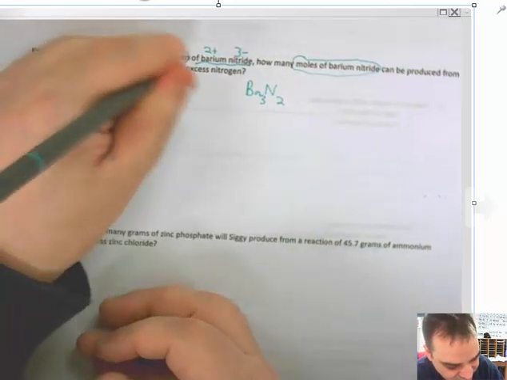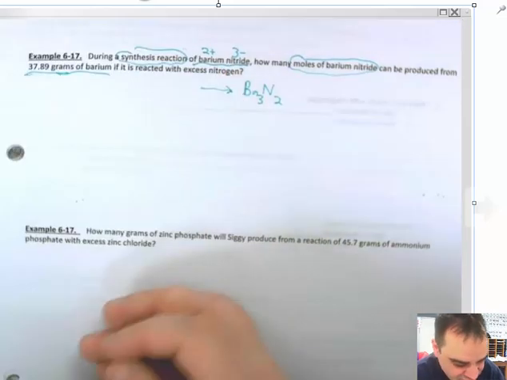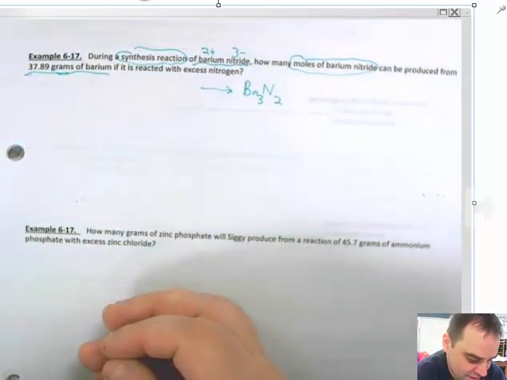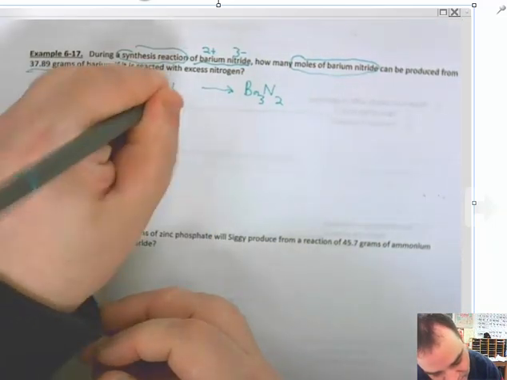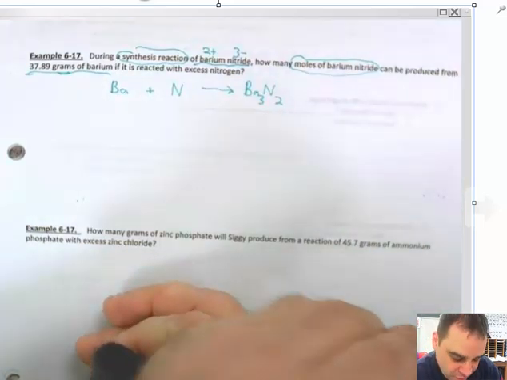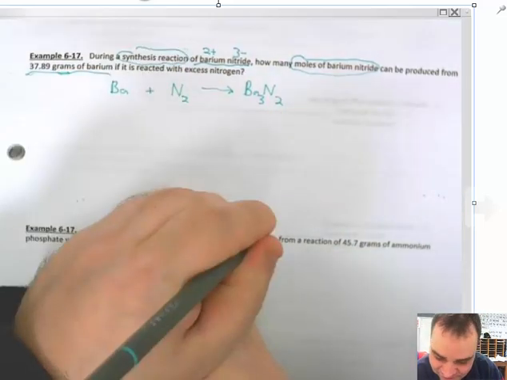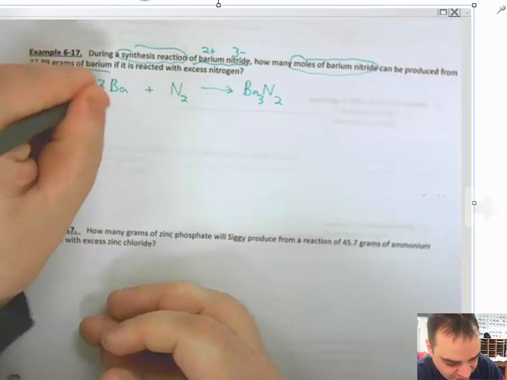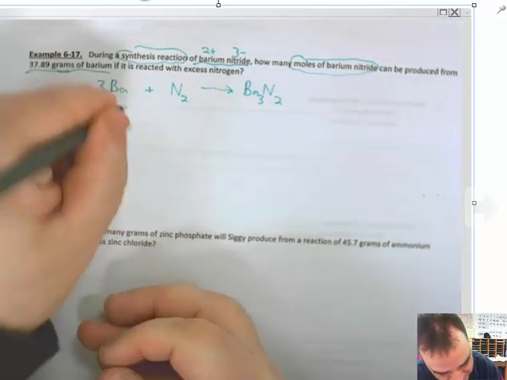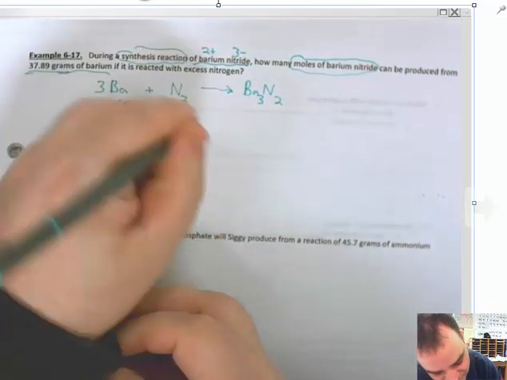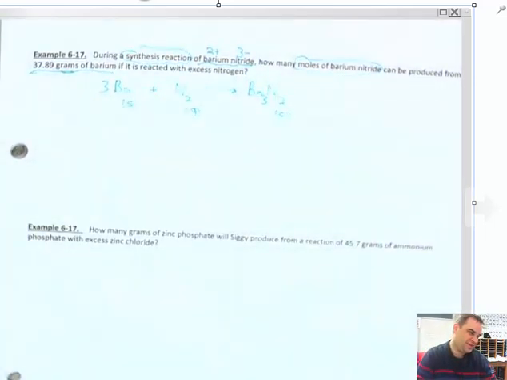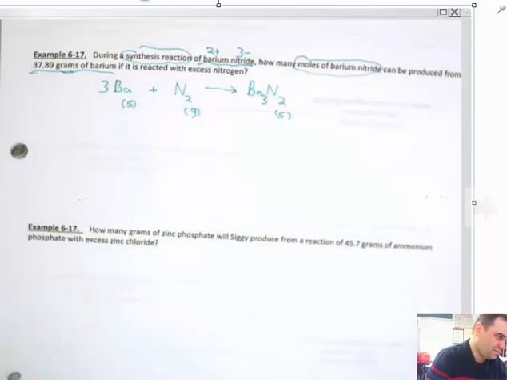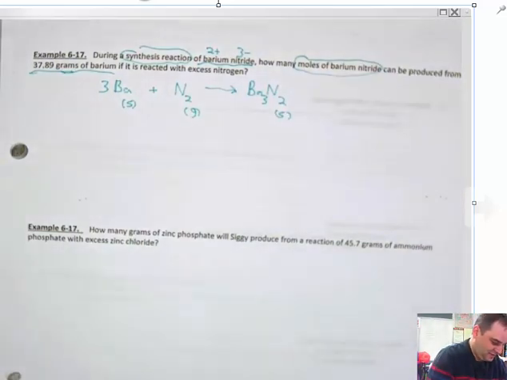We are doing a synthesis reaction here. So we know that we can synthesize barium nitride from the elements of barium and nitrogen. We remember that nitrogen is a diatomic element. And we balance this reaction with a big 3 right there. This is a solid, this is a gas, and this will be a solid since we are doing a synthesis reaction.